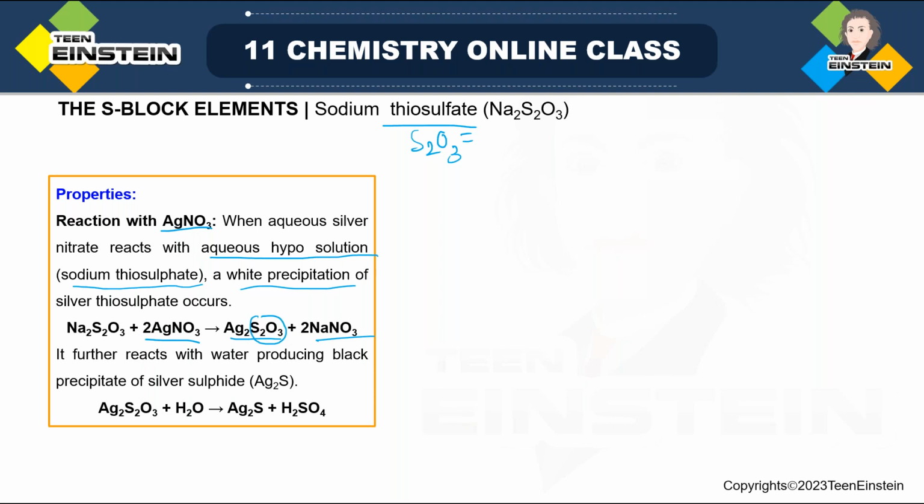Now this Ag2S2O3 can react with water and ultimately there will be formation of silver sulfide. See, sulfide, because we now have S2 negative. Ag2S2O3 reacting with water, we are getting a black precipitate of Ag2S. This is black. This is white. H2SO4 is a byproduct.